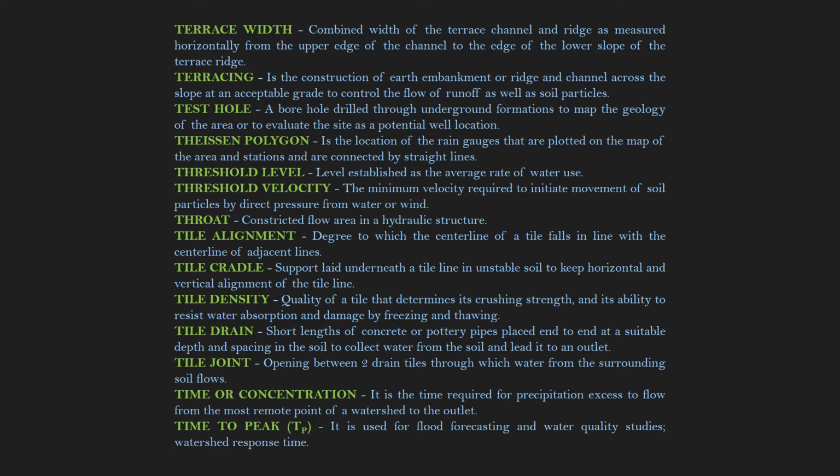Tile drain. Short lengths of concrete or pottery pipes placed end to end at a suitable depth and spacing in the soil to collect water from the soil and lead it to an outlet. Tile joint. Opening between two drain tiles through which water from the surrounding soil flows. Time of concentration. It is the time required for precipitation excess to flow from the most remote point of a watershed to the outlet. Time to peak, TP. It is used for flood forecasting and water quality studies.